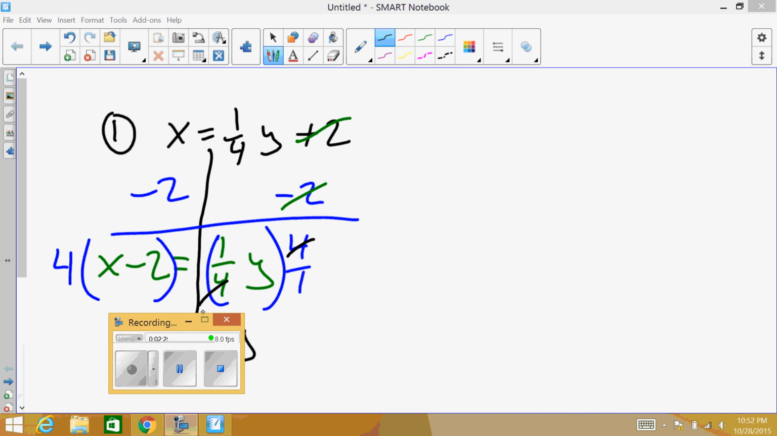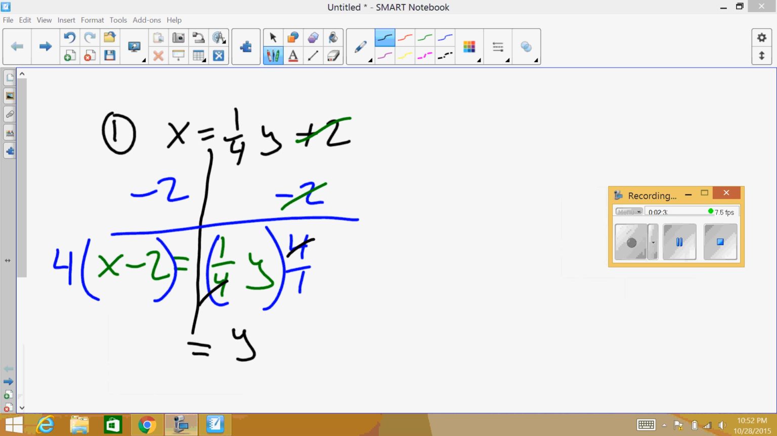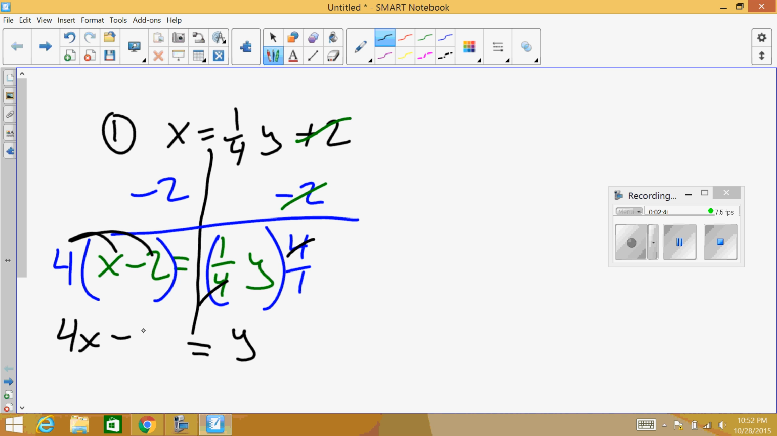On the left side, slide that guy out of the way, I just need to distribute my 4, and I get 4x minus 4 times 2 is 8. And I've solved my equation for y.